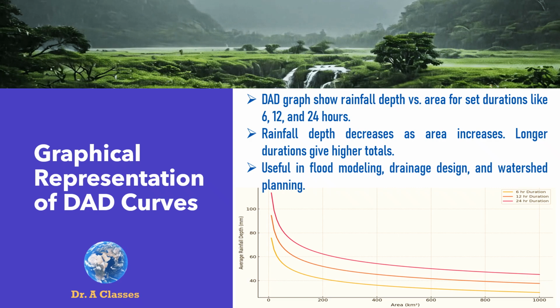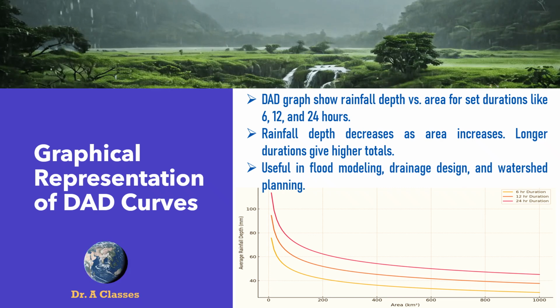Graphical representation of DAD curves. The depth area duration graph shows how average rainfall depth decreases as the area covered by the storm increases for different fixed durations such as 6 hours, 12 hours, and 24 hours. Each curve represents a specific duration. The curves slope downwards, indicating that the rainfall becomes less intense over large areas. The 24-hour curve lies above the 12-hour and 6-hour curves, showing that the longer storm tends to accumulate more rainfall.